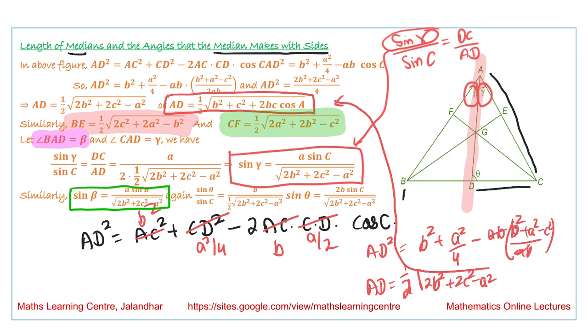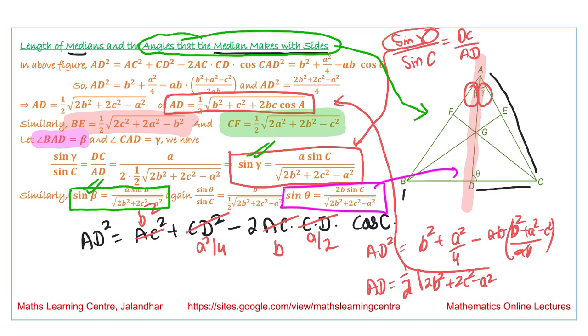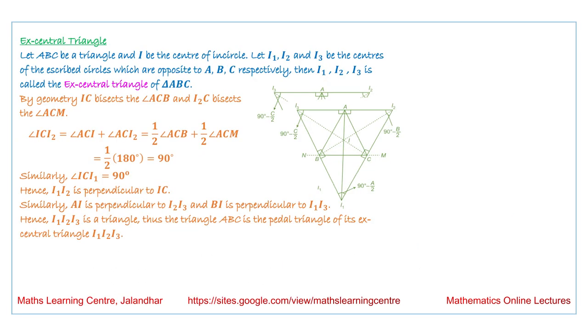So if we solve for this sine gamma and sine beta, we will obtain the angles that the median makes with the sides of this triangle. And similarly we can calculate the value of sine of theta. Theta is the angle that this median makes with the line BC, and we can calculate this angle through sine of theta. Now the next term we have is the excentral triangle.